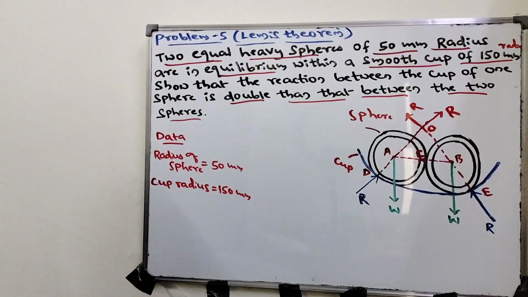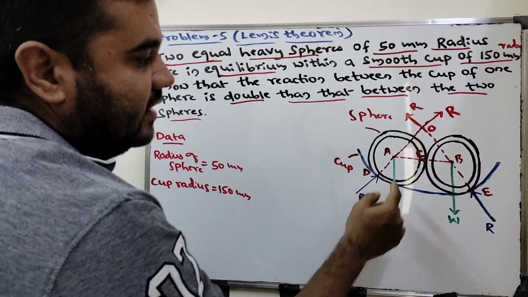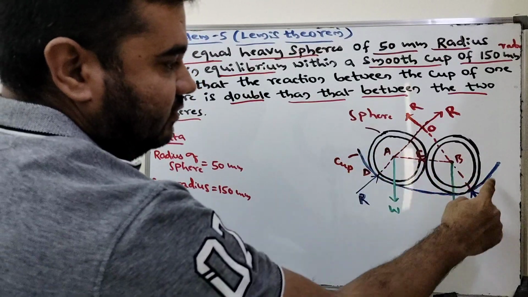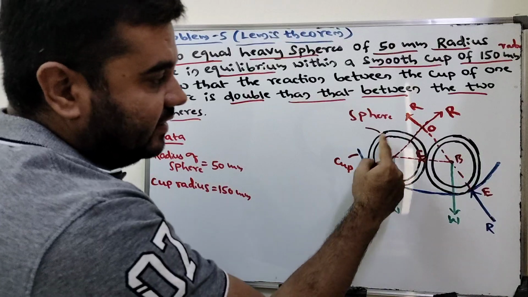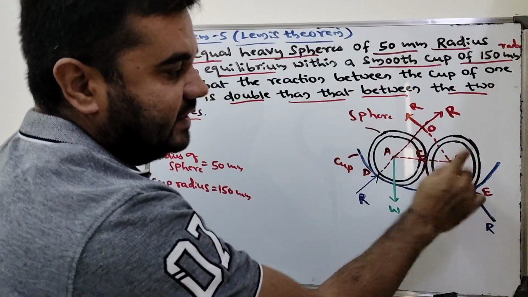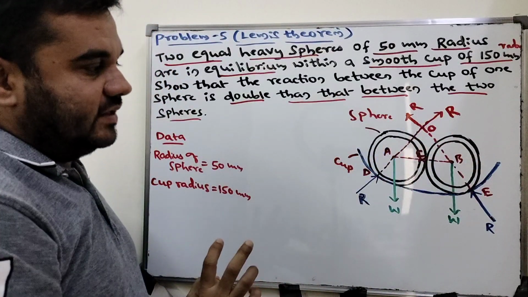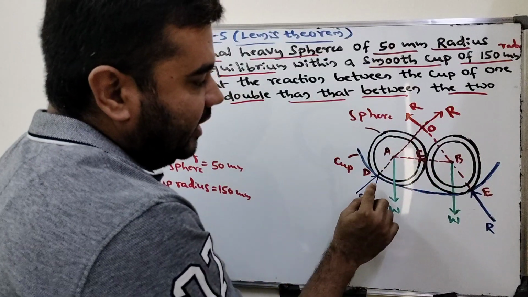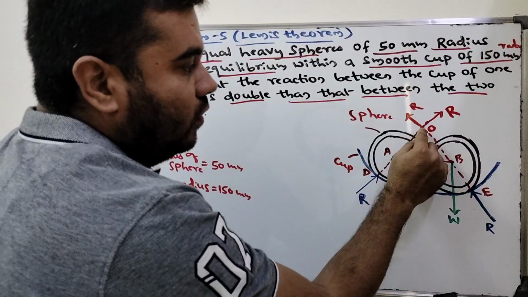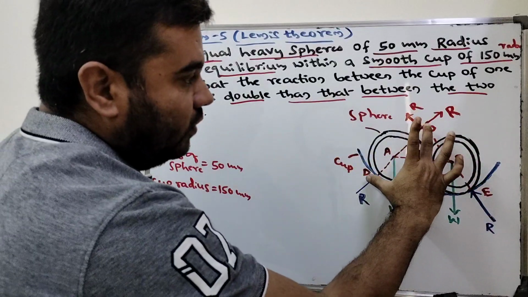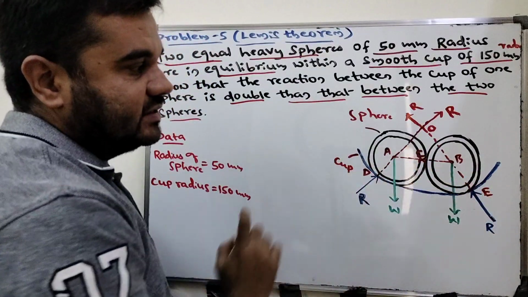Now we will go for the diagram. As you see, these black colors are the 2 spheres, and they sit onto this cup. Now we will mark the center of one sphere as A and the center of the other sphere as B. These are the 2 centers of the spheres. They sit onto the cup at points D and E, and O is the center of the cup. OD or OE is the radius of the cup, and AD or BE is the radius of the spheres.